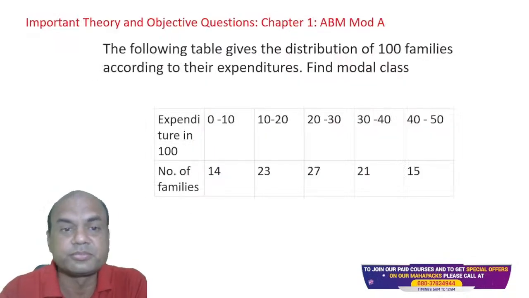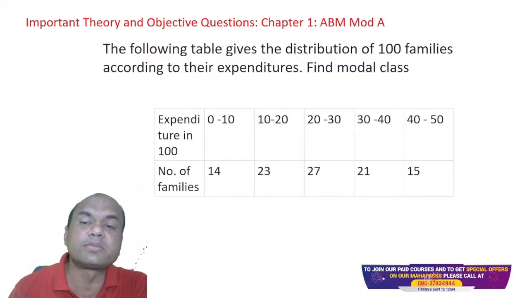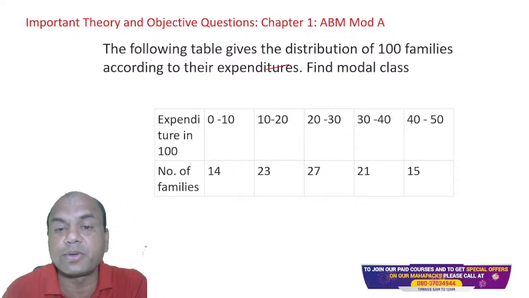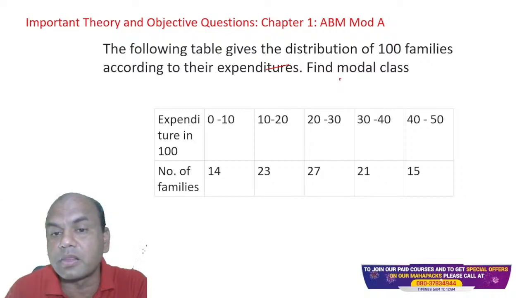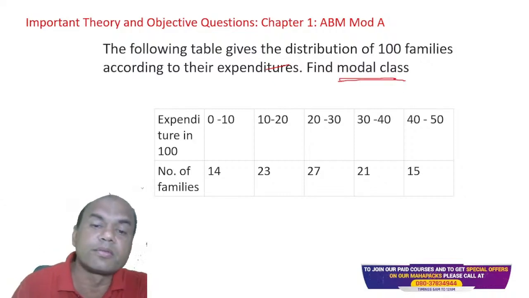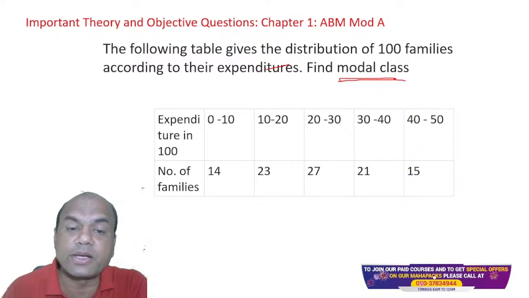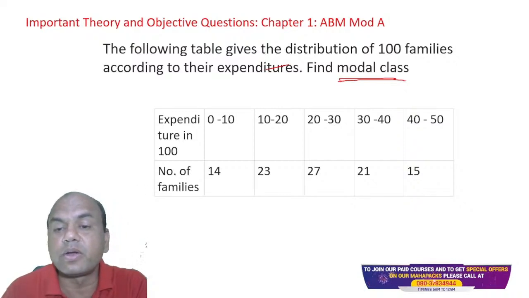I'll tell you. The following table gives the distribution of 100 families according to their expenditures. Find the modal class. We want a mode over here. So this is the expenditure: 0 to 10, 10 to 20, 20 to 30, and so on. And this is the number of families.